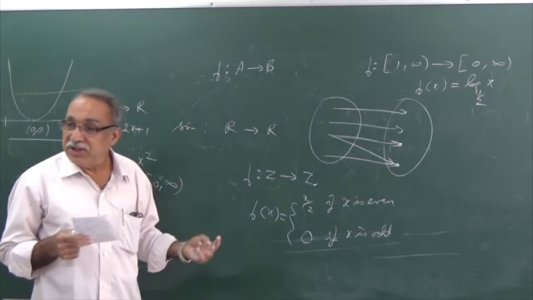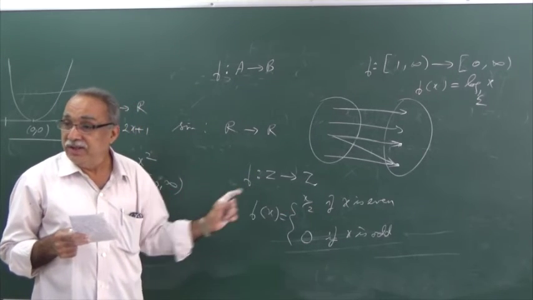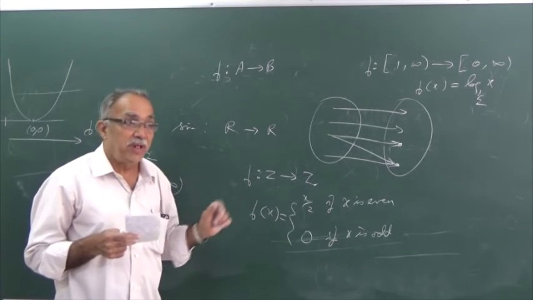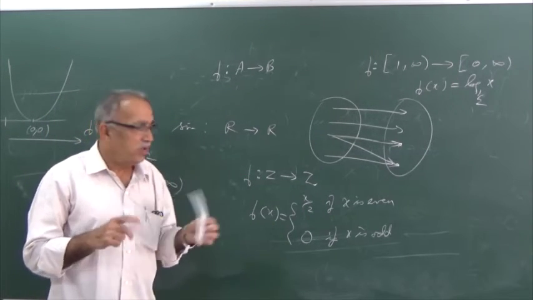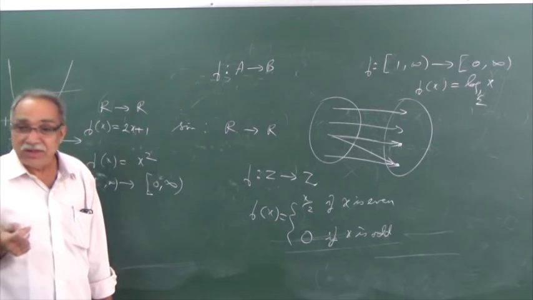Can I make it 1-1 by slightly changing either one of the two, either domain or codomain? How to make it 1-1? Change the domain. By changing the domain, how to make it 1-1? A domain or codomain, whichever you find convenient. Is it possible to make it 1-1?